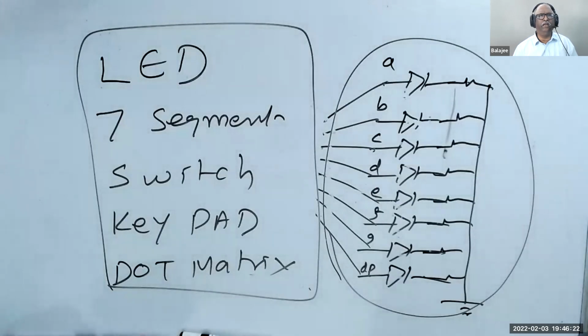Now you see that. Okay, LED, 7 segment. We have LED, 7 segment, switch, keypad, and dot matrix.